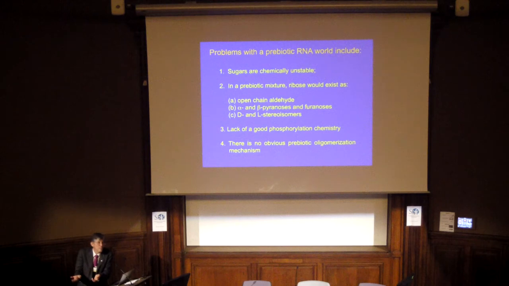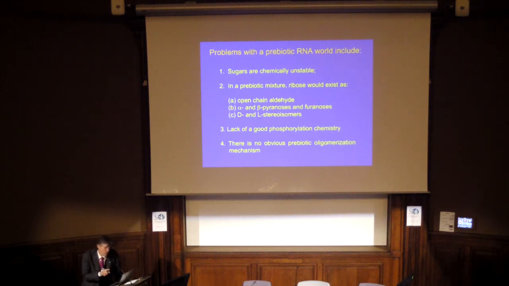That's the reason why cocktails are so popular, among other things. And in the prebiotic mixtures, everything that we know shows that the ribose will exist as an open chain aldehyde, as an alpha and beta pyranose and furanose forms, and in enantiomeric amounts of the L and D form.